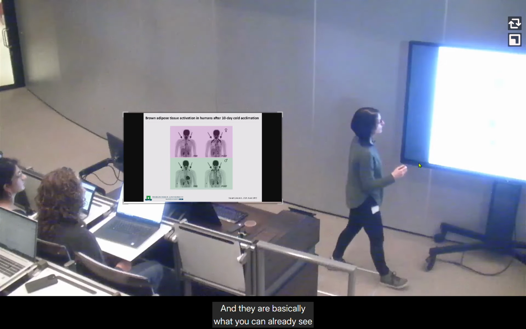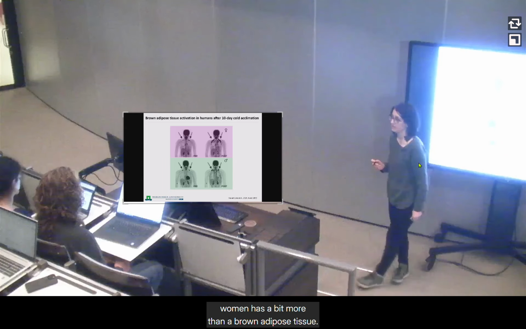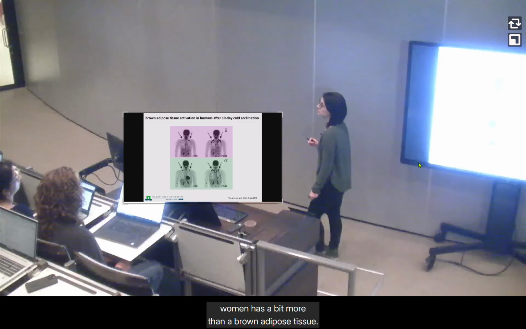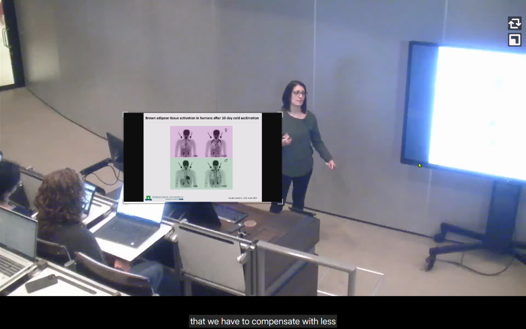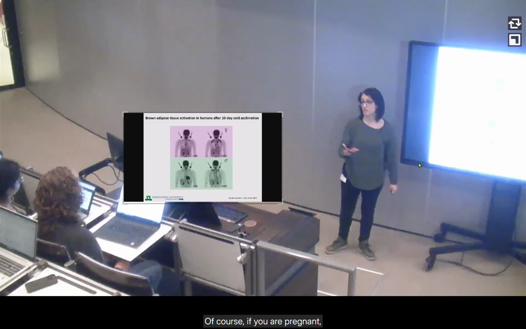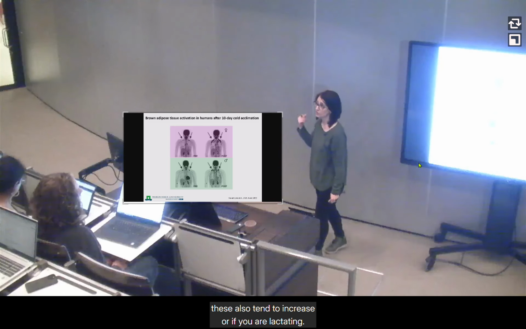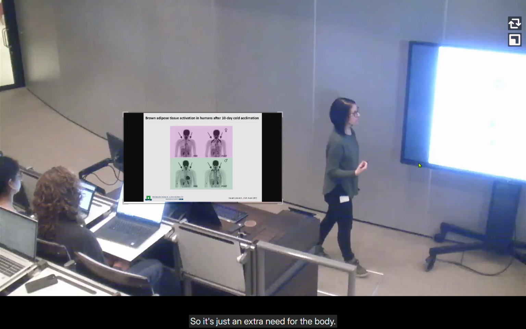Here, what you can already see is that in general women have a bit more brown adipose tissue. Apparently this has to do with the fact that we have to compensate for less lean mass in general compared to males. Of course, if you are pregnant, or if you are lactating, this also tends to increase. So it's just an extra need for the body.